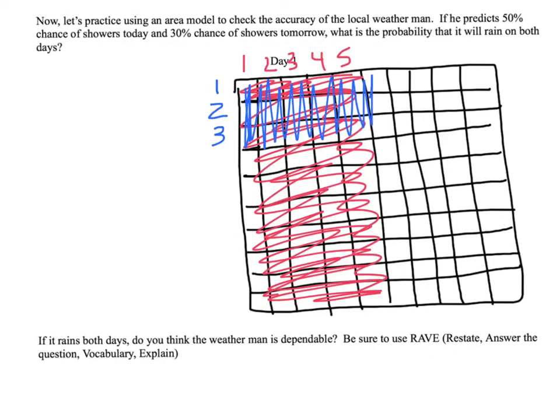What is the probability it'll rain both days? So you can see, what is the chance that it is going to overlap? And it's 30% that it is going to rain both days.